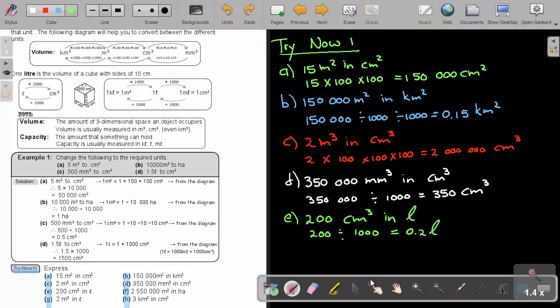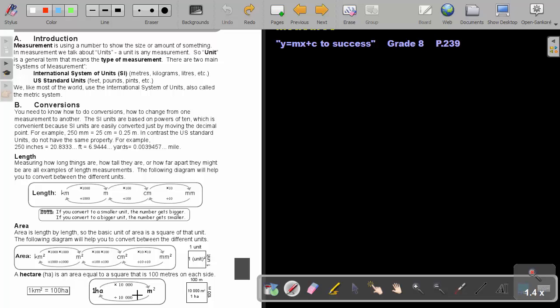Number F, let's just get a color. Number F, and that is going to be 2,550,123 square meters, and I want it in hectare. Now, can you still remember? If I want to go from square meter, look here, from square meter to hectare, I must divide by 10,000. Do you see? Divide by 10,000.